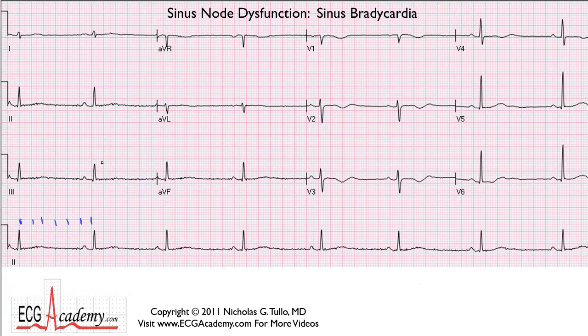The next step, of course, is looking at the P waves themselves. Here's a P wave, and it's up in lead 1, it's up in aVF, and so the quadrant is appropriate. The axis is down in the lower left-hand quadrant, which goes along with the tall P wave in lead 2.